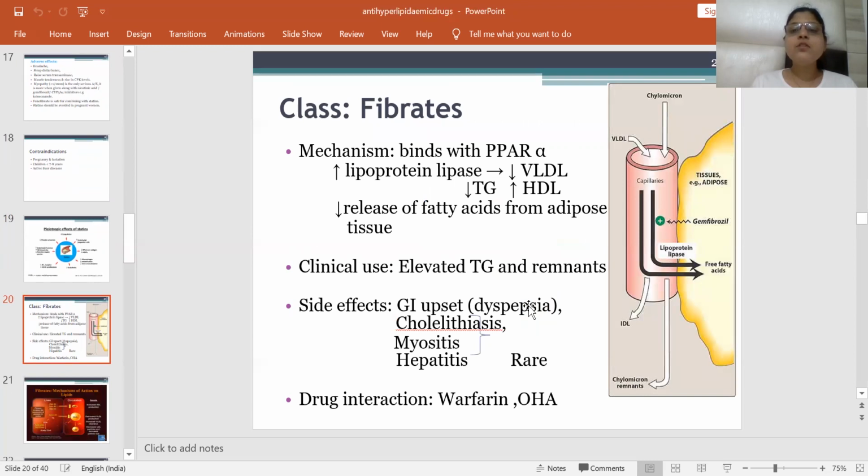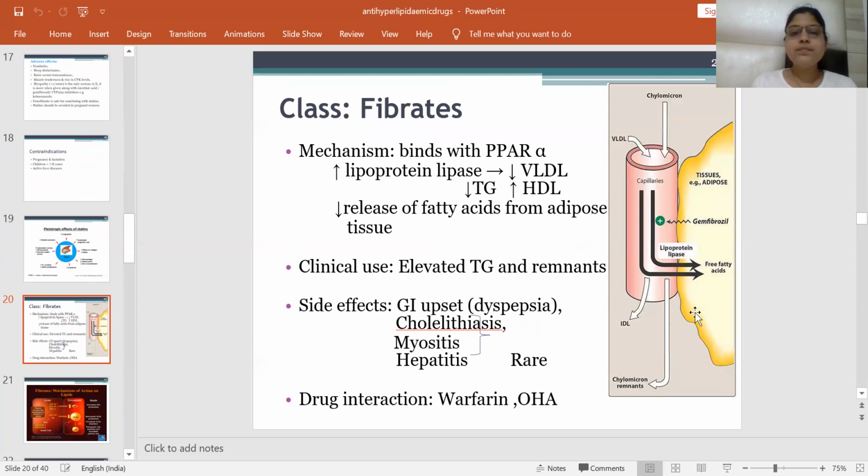Fibrates bind to the peroxisome proliferator activated receptor alpha, and they activate the lipoprotein lipase, and thus chylomicrons and VLDL get converted to IDL and chylomicron remnants, and these get taken up by the liver. So this decreases the levels of LDL and VLDL, and HDL increases. VLDL and triglyceride levels decrease in the body, and the release of fatty acids from the adipose tissue also decreases.